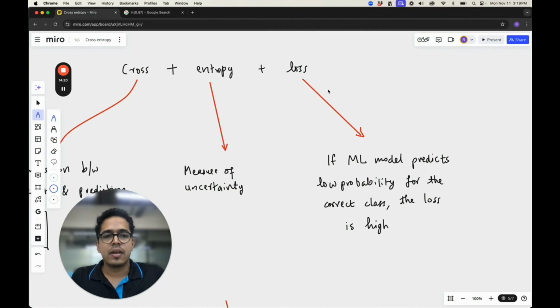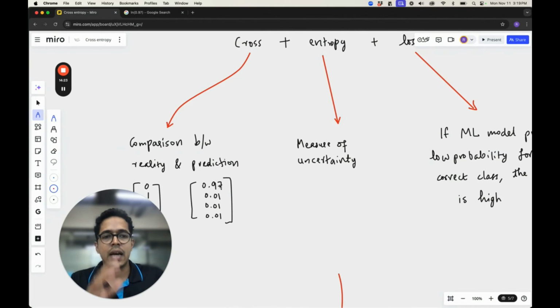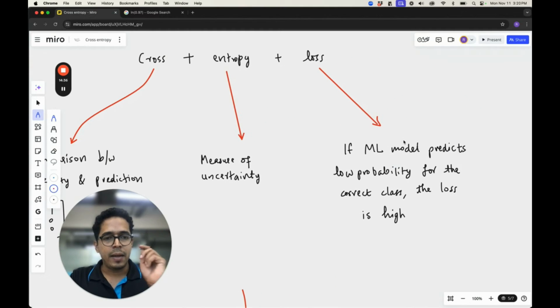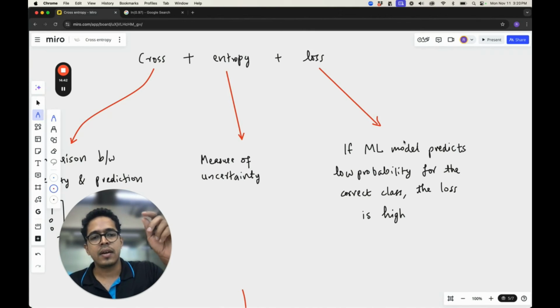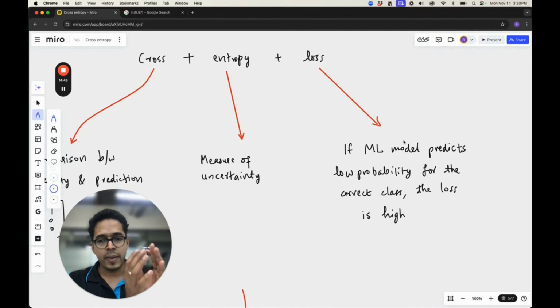And what about loss? Loss, because who is making these predictions? In our example, person 1, person 2, and person 3 made the predictions. In our machine learning framework, the ML models or deep learning models make these predictions. And if the deep learning model predicts a low probability for the correct class, just like how person 2 said that it's very unlikely that it's a cat, the loss should be high. We saw that person 2 had a loss of 4.6. So if an ML model makes a prediction close to 0 where the probability should be close to 1, the loss should be high. That is the third term in cross-entropy loss.